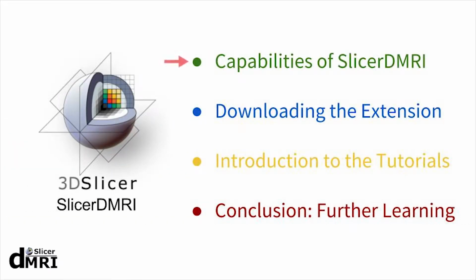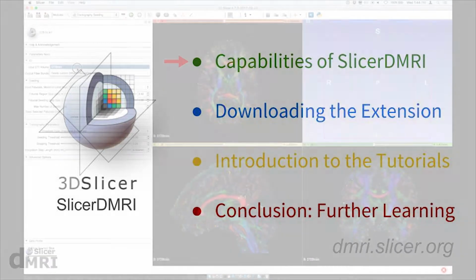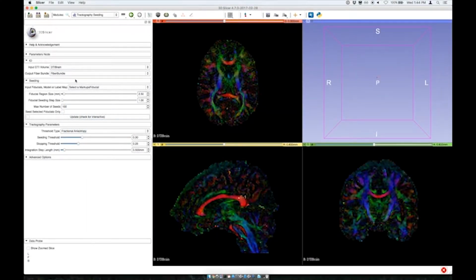First, we will take a look at some of the capabilities of Slicer DMRI. Some of the footage I'm showing here is from the video tab of the Slicer DMRI website, dmri.slicer.org. After this video, I would strongly recommend going to the website and exploring what it has to offer. Here is an example of a use of the Tractography display module. Using the sample DTI brain found in Slicer's sample data, we can examine the fiber bundles and their paths in this brain.